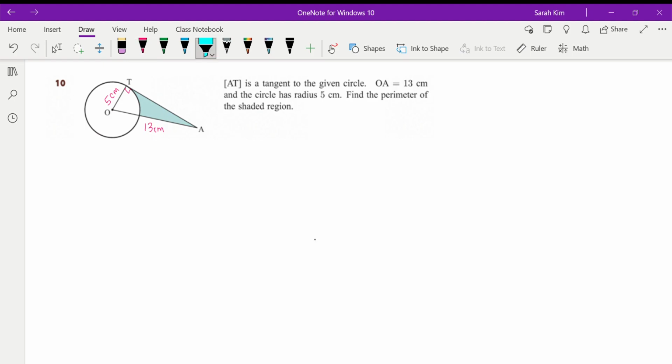Okay, so perimeter, so I need to find these things: this arc length, that length, and that length. How interesting. Okay, so we'll take it bit by bit.